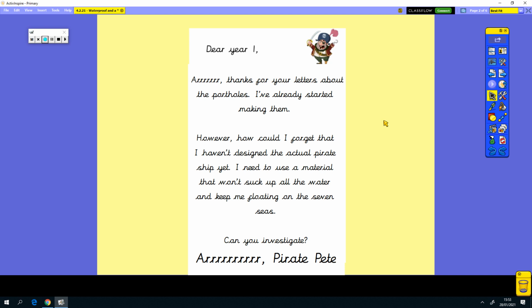So today we're going to write back to Pirate Pete and let him know which material is best to build a pirate ship out of. Let's remind ourselves of his letter. Dear Year 1, thanks for your letters about the portholes. I've already started making them. However, how could I forget that I haven't designed the actual pirate ship yet? I need to use a material that won't suck up all the water and keep me floating on the 7 seas. Can you investigate? Pirate Pete.